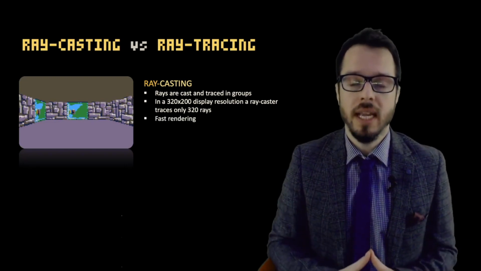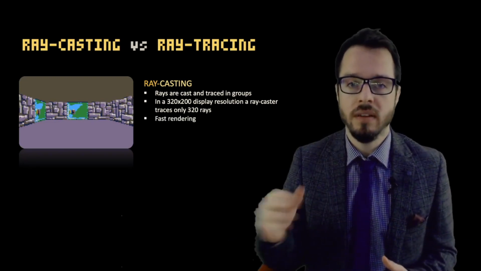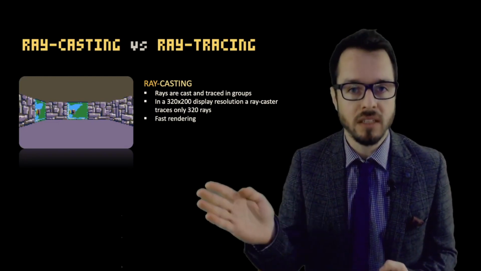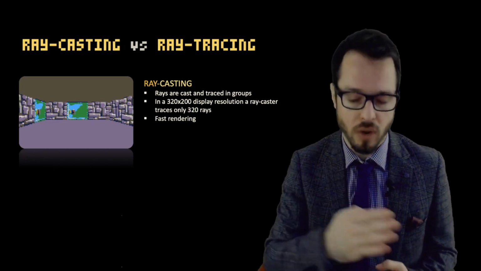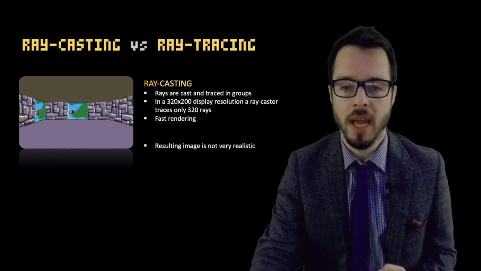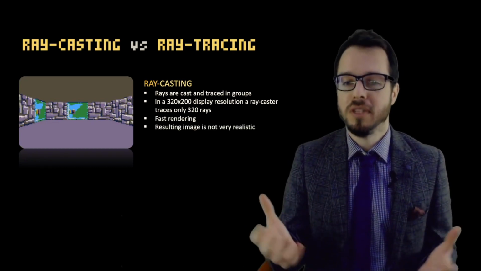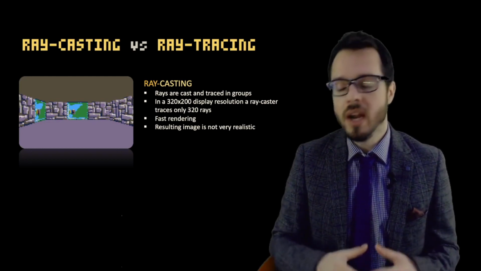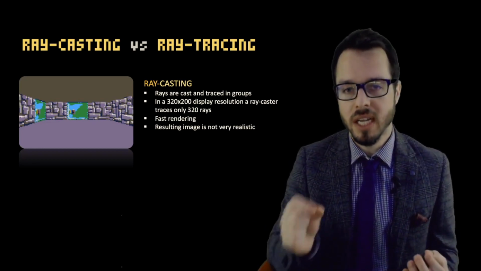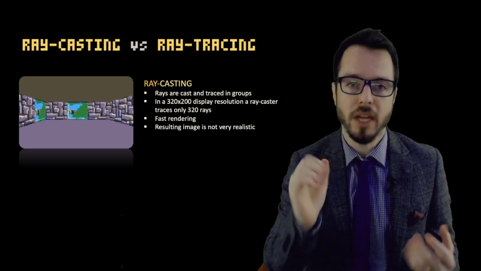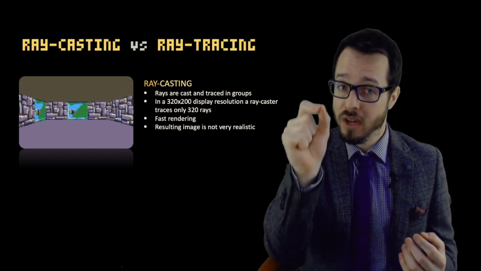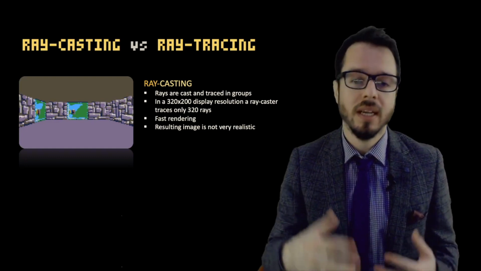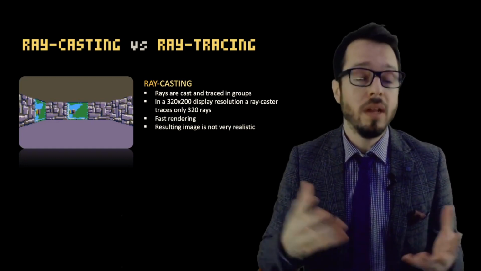What does that mean for us? It means that raycasting is usually very fast, right? So we're going to have a very fast rendering because we are only looping 320 times, or however many columns you have in your display. But also, the resulting image is not incredibly realistic, because we are dealing only with the columns, and that is the information that we have. We shoot a ray, we get the distance from the wall, and then we render a column of pixels. So the resulting image is not extremely realistic.